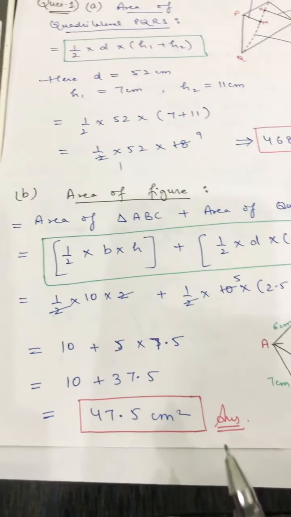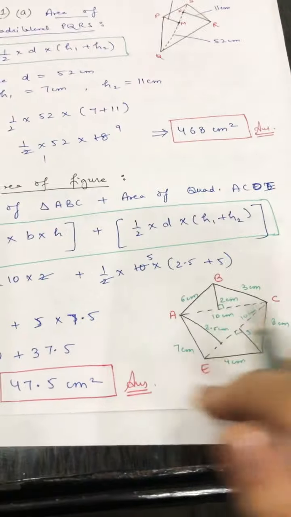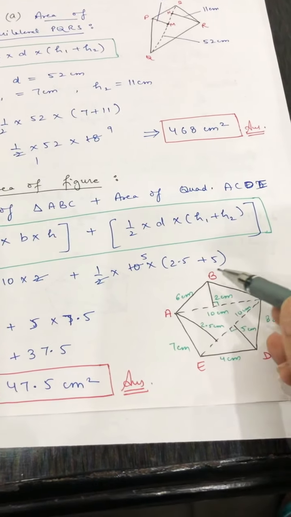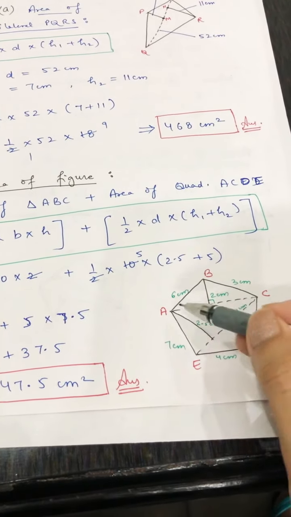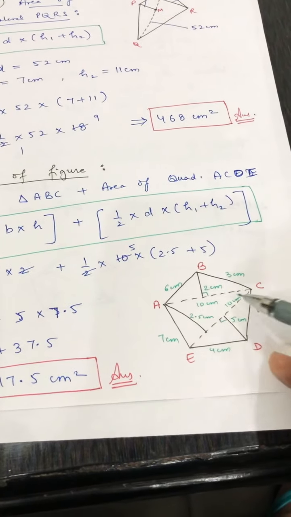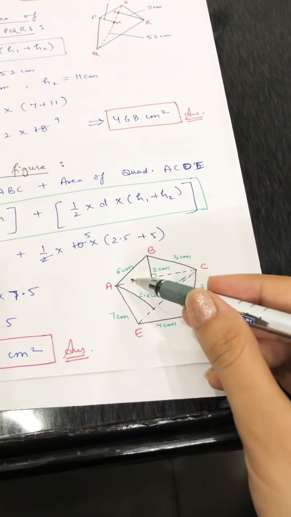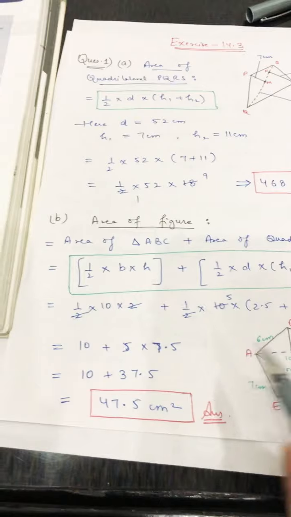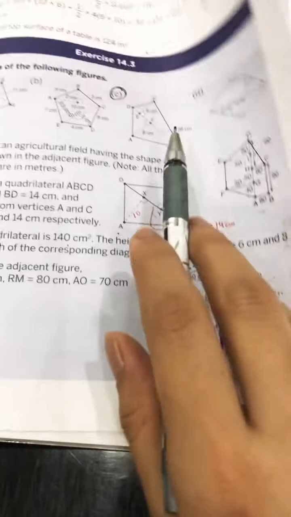Okay, so this is the part number B. You have to split this shape into two parts. One is in the form of a triangle, and second in the form of a quadrilateral. Okay, got it? So this is part number B. Part number C is same, I have told right now. Now I'm going to start part number D.